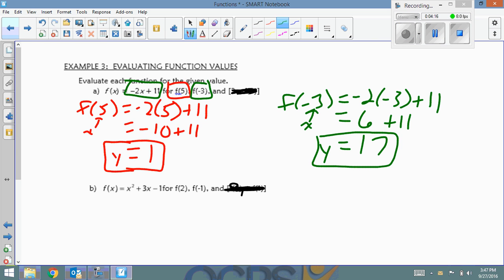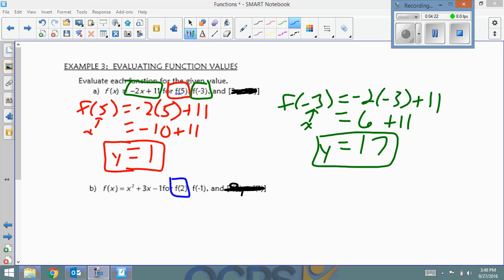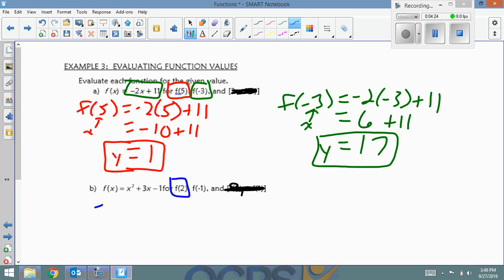Okay, let's look at the ones on the bottom. Again, we're given f of 2. That's saying that x is going to be 2. So every time in this equation that I see an x, I'm going to replace it with 2. So I'm going to have 2 squared plus 3 times 2 minus 1. And then we have to simplify.